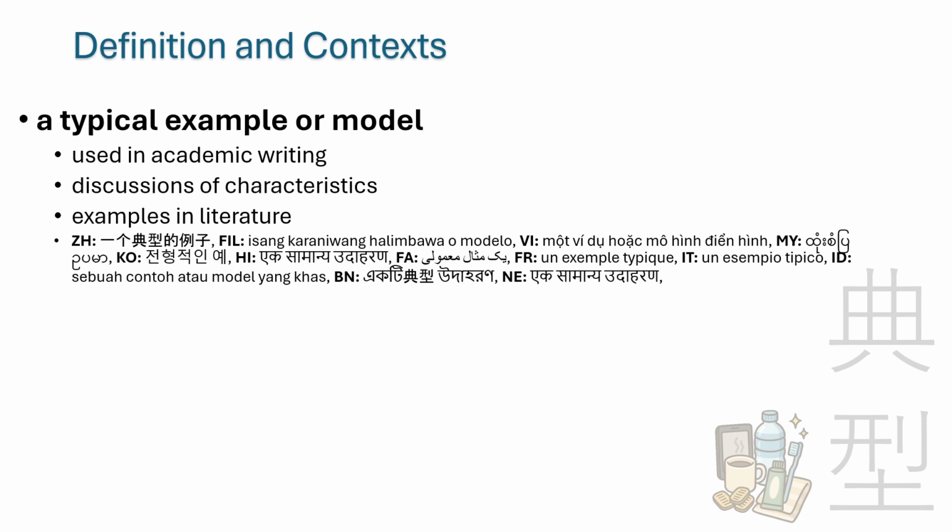You might hear it in academic writing when someone is discussing characteristics or when giving examples in literature. It's a great word to use when you want to say something is the best representation of a certain idea. So whether it's a てんけい in art or science, it's all about that quintessential vibe.